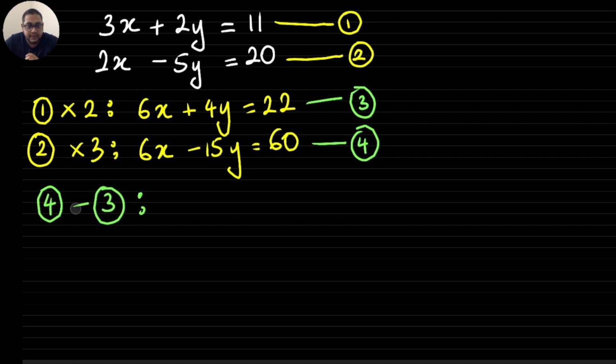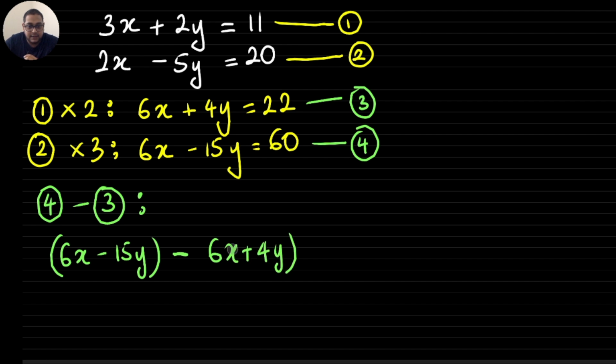Let's now write the LHS of equation 4. That will be 6x minus 15y. I'm going to use brackets to avoid confusion and minus in between. Then the LHS of equation 3 would be 6x plus 4y. The RHS would be 60 minus 22.